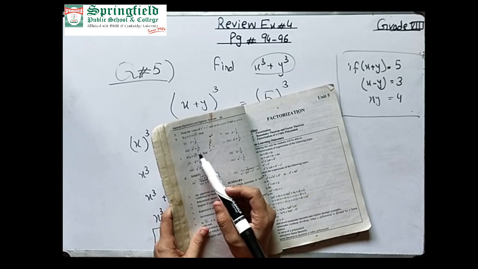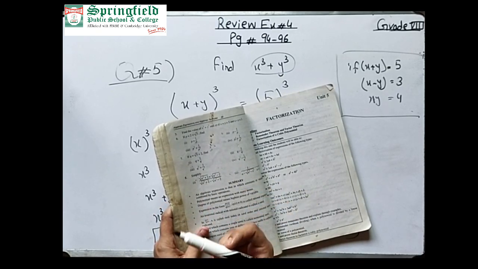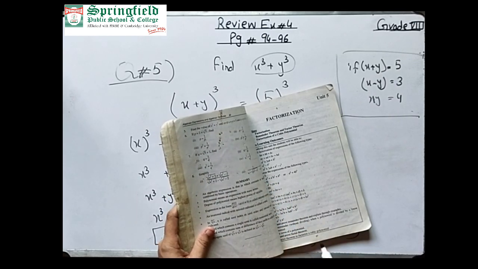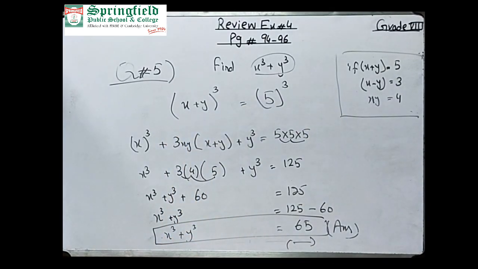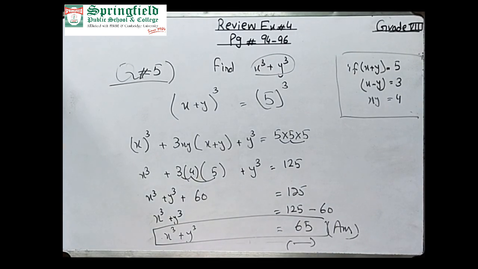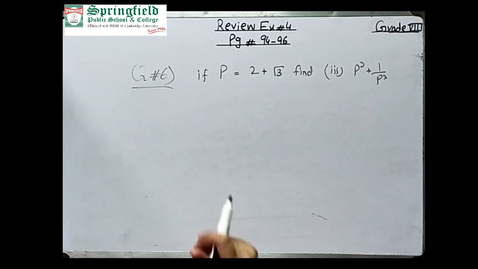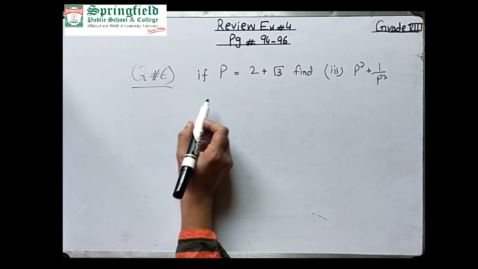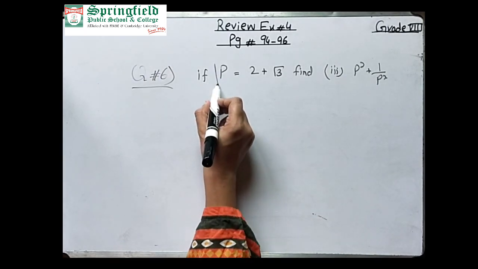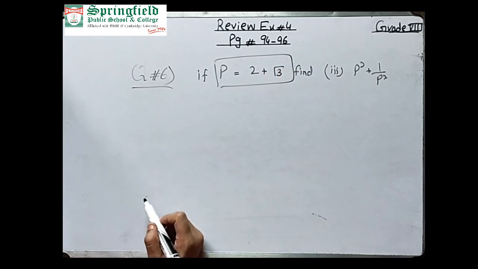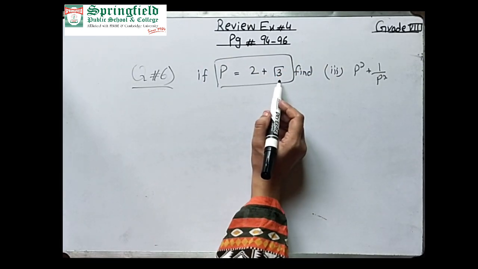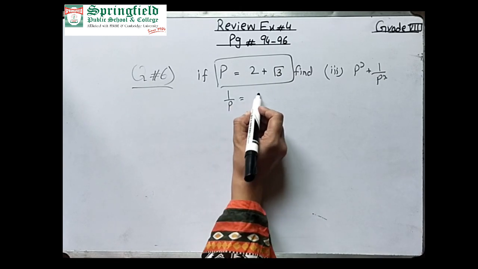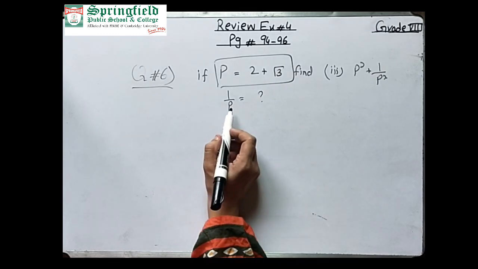I will do just one part. As we have already done this type of question in the previous exercise. So part 3. Come to part 3. Now question 6, p is equal to this, then find out p square plus 1 by p square. The value of p is equal to 2 plus root 3, and we don't know the 1 by p value. So first we will find the 1 by p value.